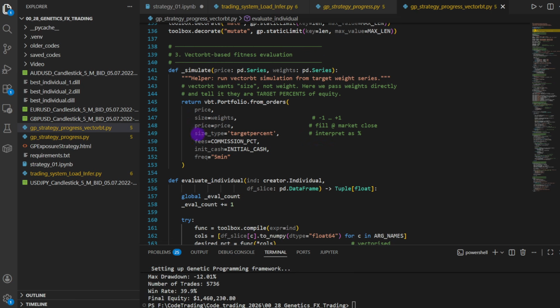So we are using target percent size type. We have a commission percentage. We have an initial cache, and the frequency is 5 minutes. We're using the 5 minutes time frame.